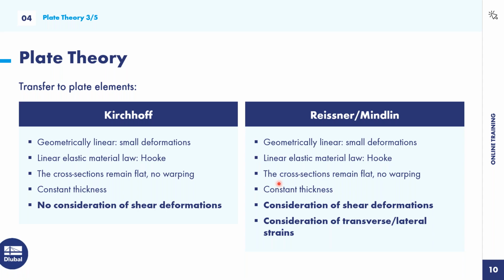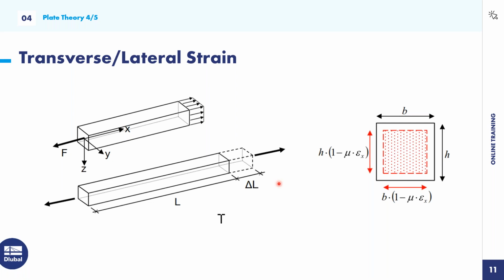What is that last one, the transverse or lateral strain? When I have this kind of beam and I try to pull this beam with a force, it will get a little bit longer. The part where it gets longer is called delta L. And also the cross-section becomes a little bit smaller. This effect is called the transverse or lateral strain. In German, we would say Querdehnungseffekt.